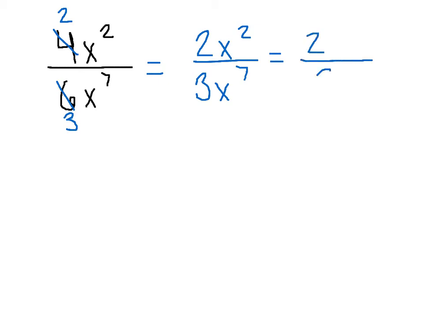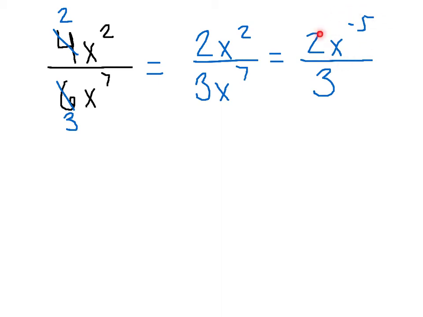Here I'm going to keep my 2 over 3. My x is always going to end up on top when I subtract my exponents. So here we have 2 minus 7. That's going to get us a negative 5 as our exponent. So we're still not technically done.